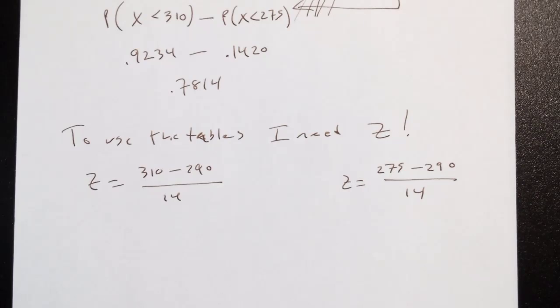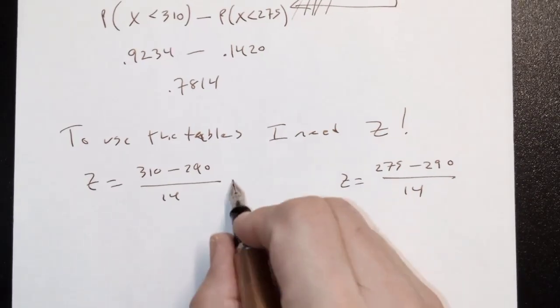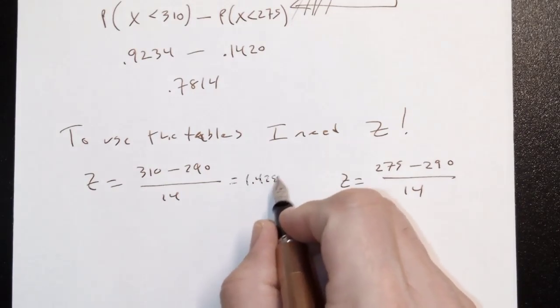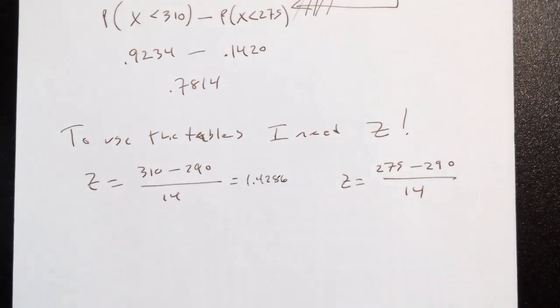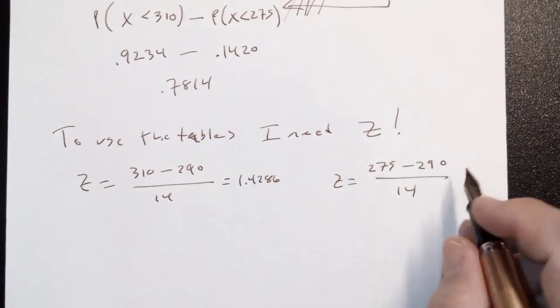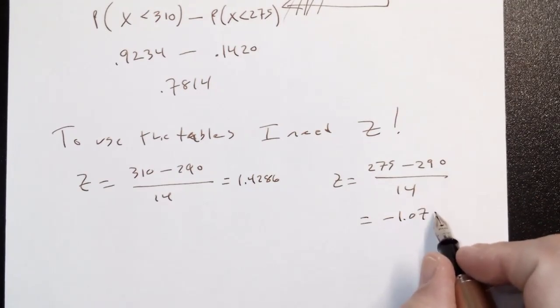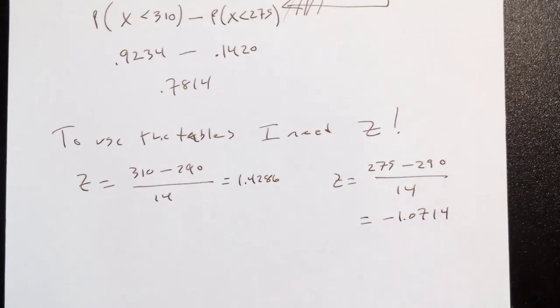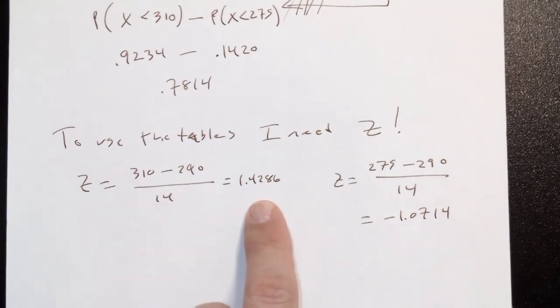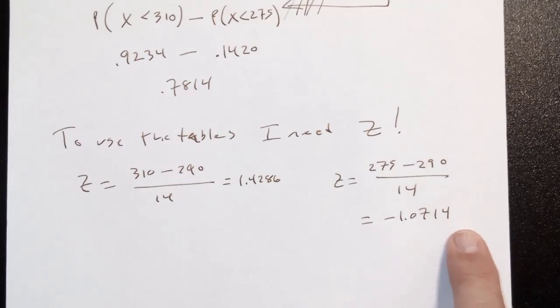310 minus 290 divided by 14 is 1.4286. 275 minus 290 over 14 is negative 1.07, or 0.114. Now, our Z table only goes to 2 decimal places. So here I'd use 1.43. Here I'd use 1.07. And now you have a choice.